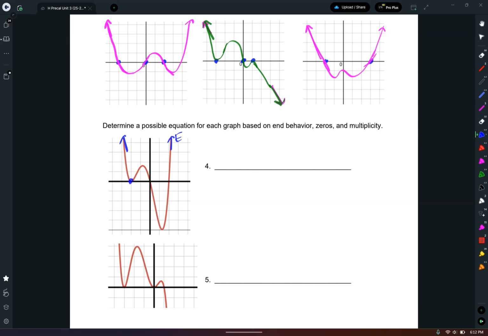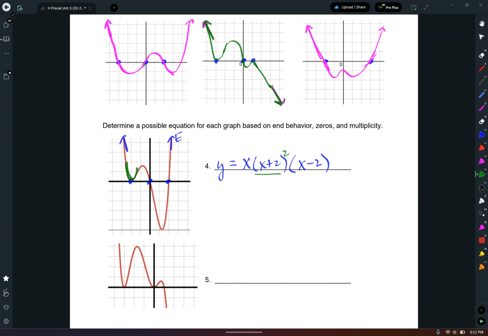I have a 0 at -2. So doesn't that mean I have to have a factor of x plus 2? And I have a 0 right here at x, so that means I have to have a common factor of x. And then I also have a 0 right here at +2, which means I have to have a factor of x minus 2. But because the one over here at -2 bounced off, that means that factor, which was the x plus 2 factor, has to have an even exponent.